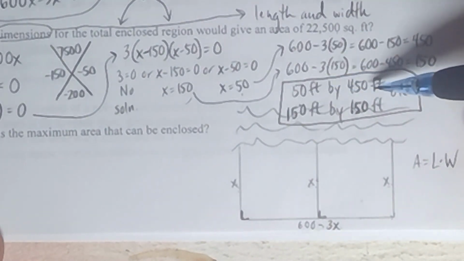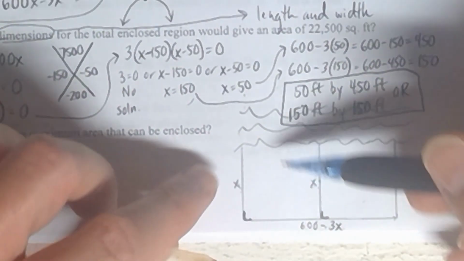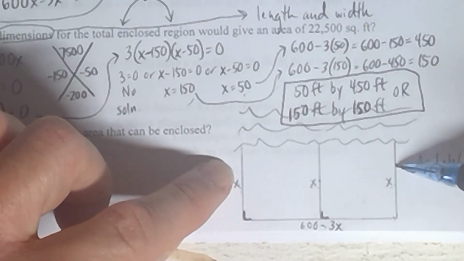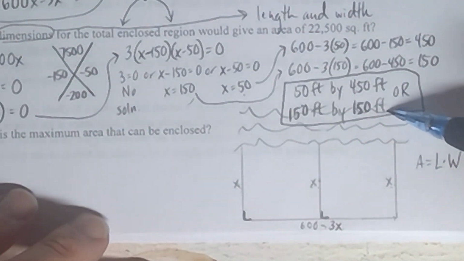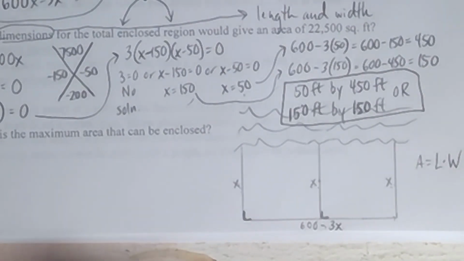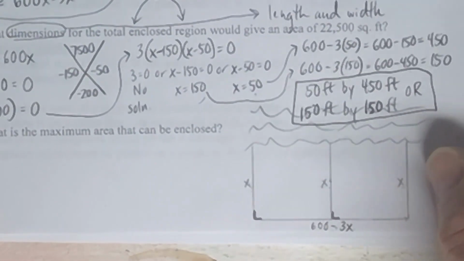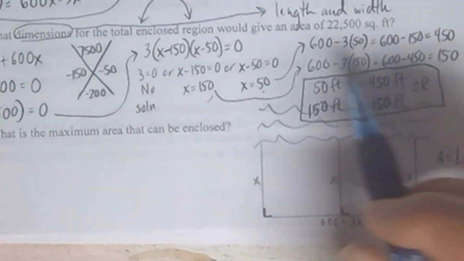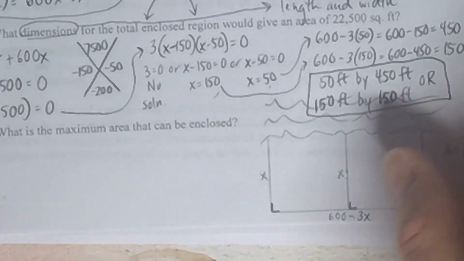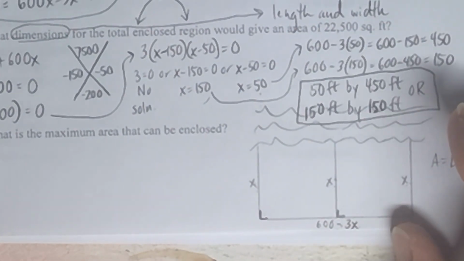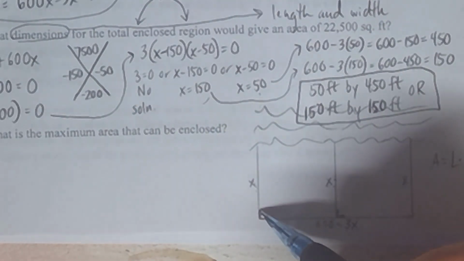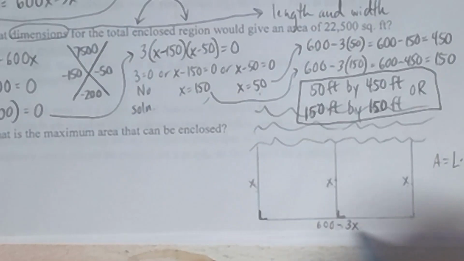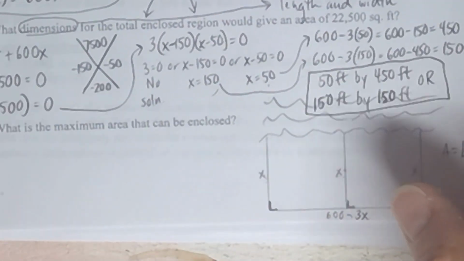You could either do the 50 by 450 setup, which would be a very narrow, skinny pen, or it could be more like a normal rectangle, 150 by 150. In fact, that would look like a square, which is also a rectangle, as it turns out. So either one of those would give you that area. So solve that for the x, but remember the x is just one side, and you've got to figure out this other part to get the length and width together.